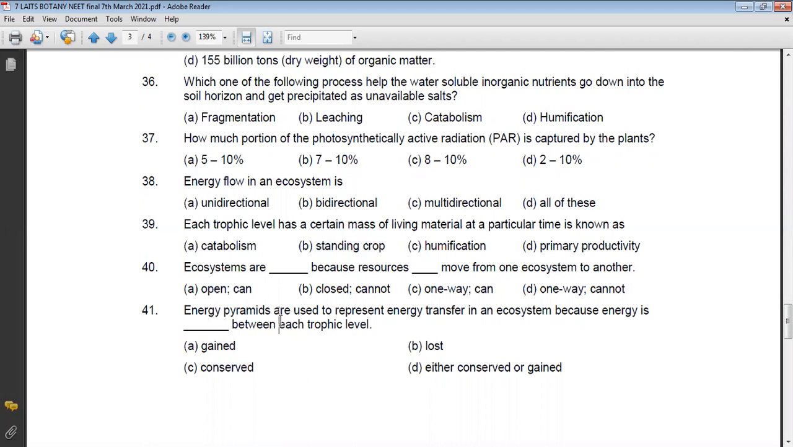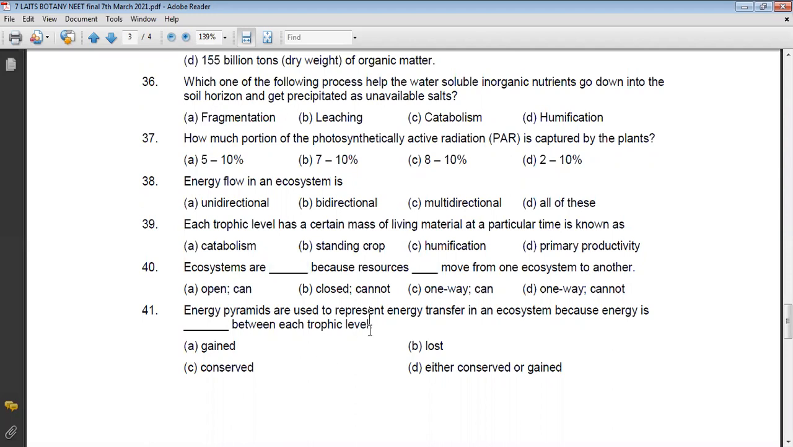Next check, ecosystems are dash because resources are dash, moving from one ecosystem to another ecosystem. So that's why ecosystems are open, always open. In the class also I have mentioned ecosystems are open systems because resources can move from one ecosystem to another ecosystem. Energy pyramids are used to represent energy transfer in an ecosystem because energy is dash between each trophic level.